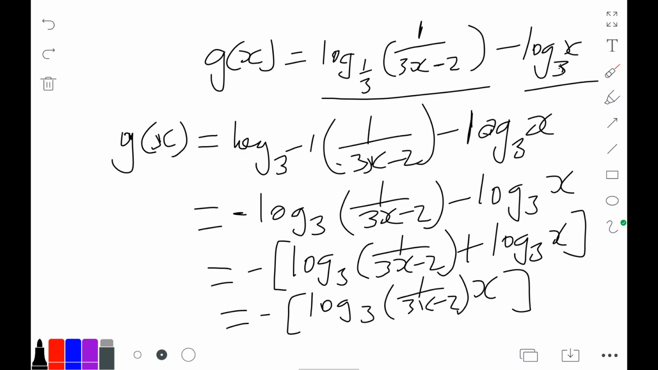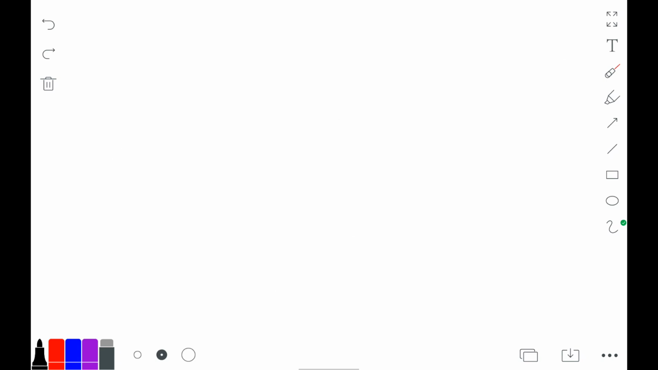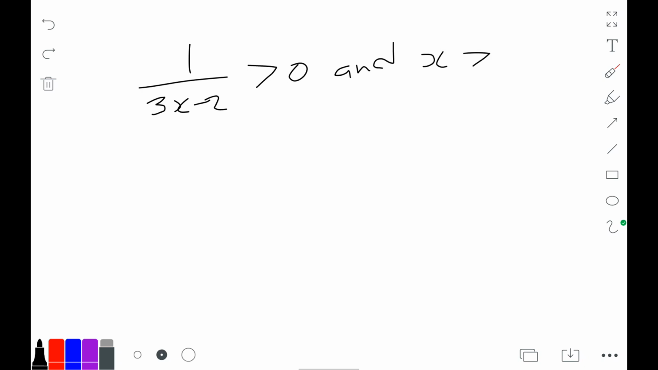In the logarithm, when you get a domain, if you have log of x like this, your x must be greater than 0. So for those two, remember there is a base and an exponent, so we take 1 over 3x minus 2, let me write it properly, 1 over 3x minus 2 must be greater than 0, and our x for log 3x must be greater than 0.